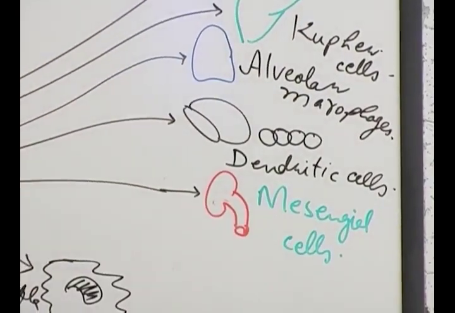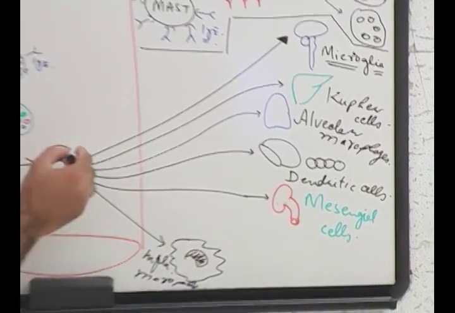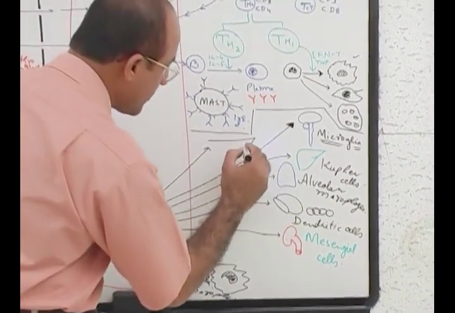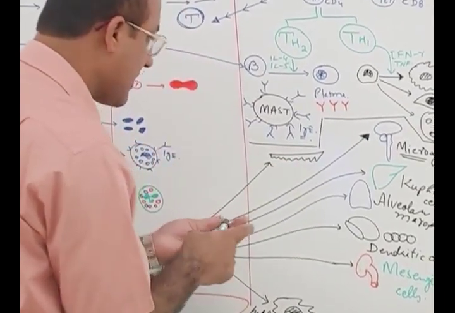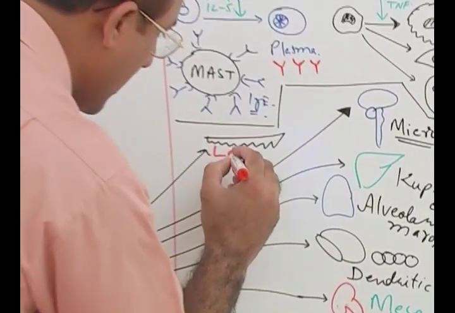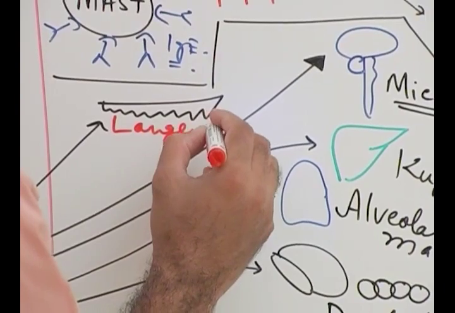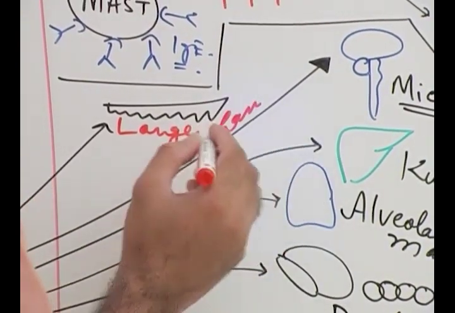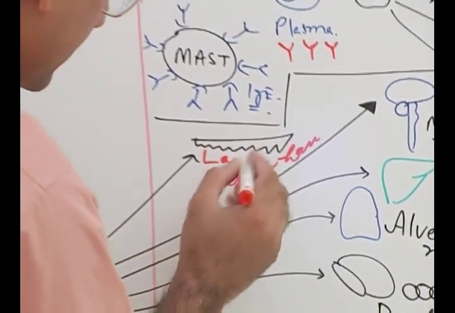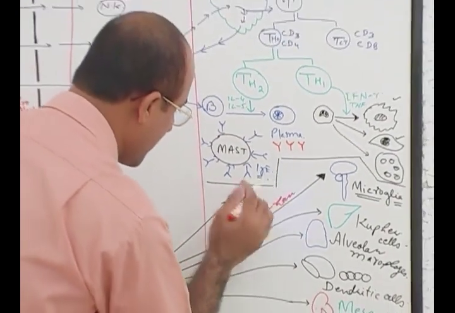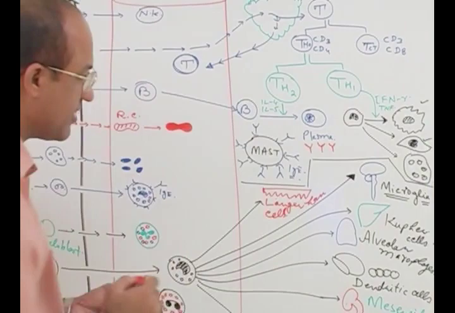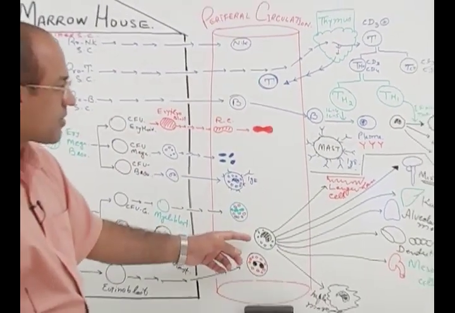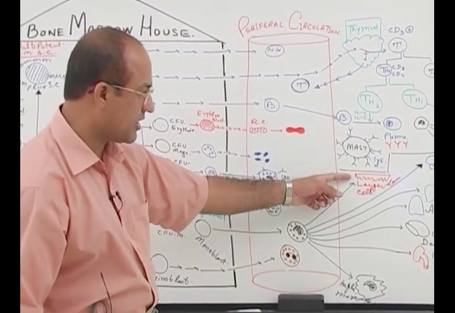Then some of these cells are just lingering under the skin. These are called Langerhans cells, right? They are present, yes, where? They are present under the skin. Langerhans cells. So, Langerhans cells are what? Tissue macrophages under the skin.